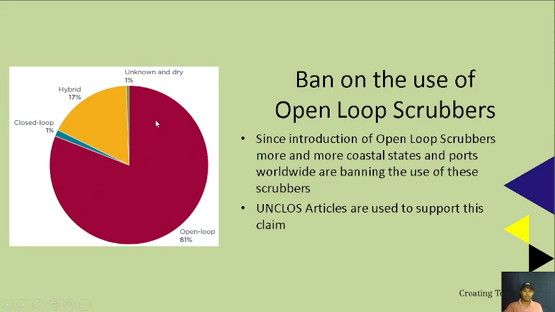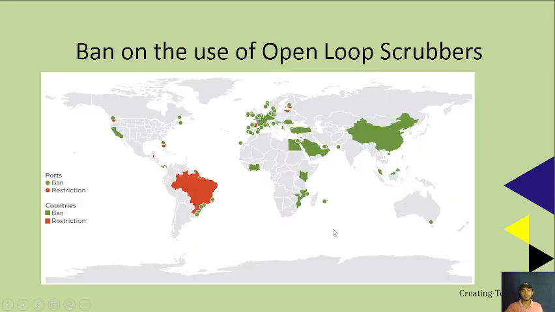This is a pie diagram. 1% of the ships are using closed loop, 70% use hybrid, 1% unknown and dry, and the other 81% is open loop system scrubbers. To address this, maybe it's good to upgrade your open loop scrubbers into hybrid.